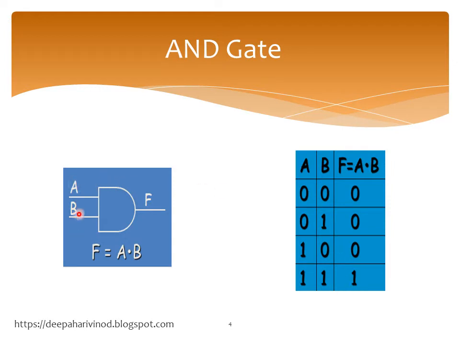When both the inputs are 0, A dot B, that is A ANDed with B, is like multiplication. So 0 times 0 is 0. When any one of the inputs is 0, the output will be 0. When both the inputs are 1, the output will be 1. So the output F equals A dot B. That is the AND gate.